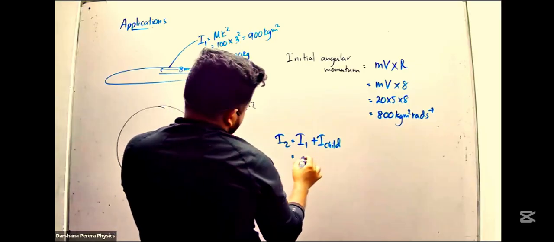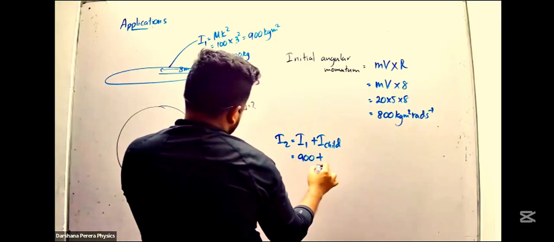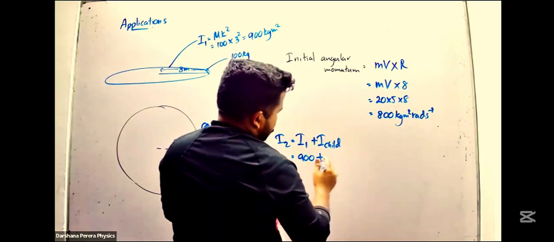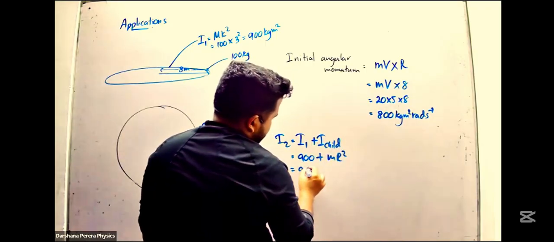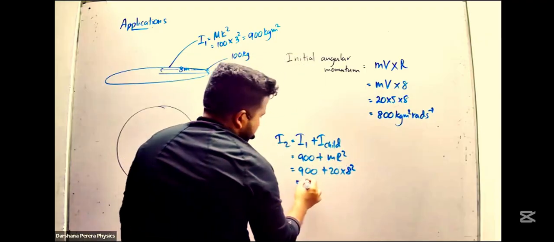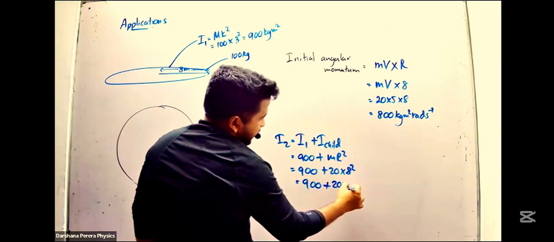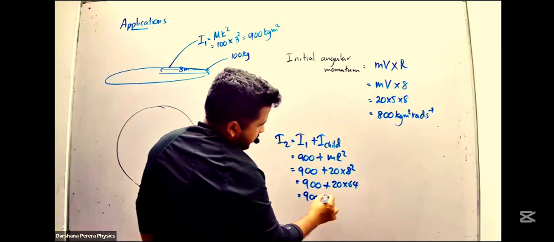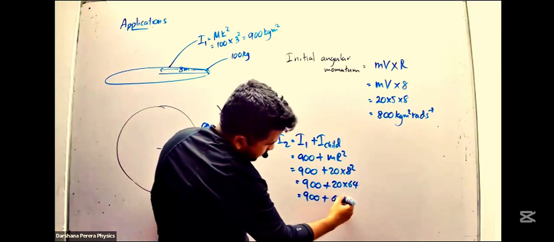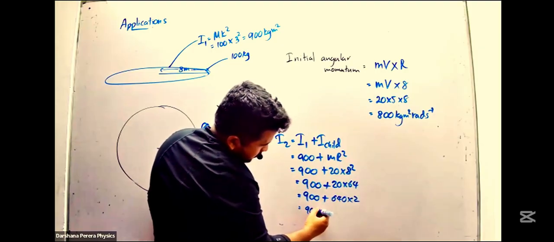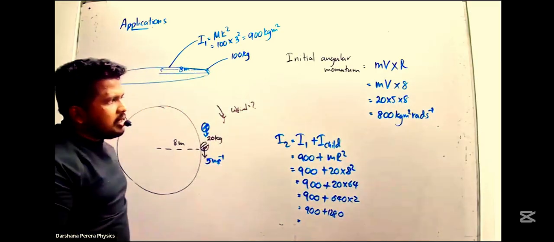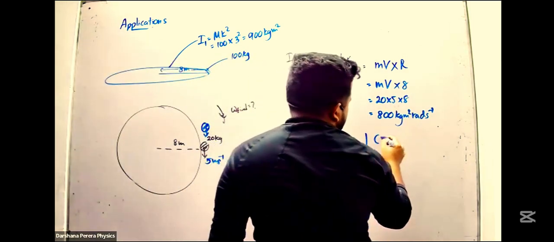That means 900. I child means m r square, 20 into r square. 920 into r square, where r square means 8 square, 64. 900 plus 640, like that. Then we have to apply the principle of conservation of angular momentum.